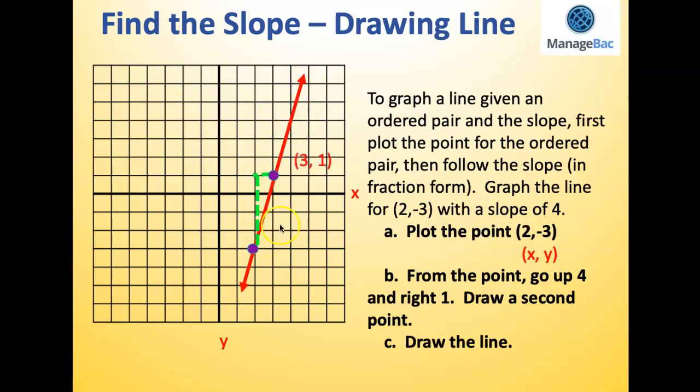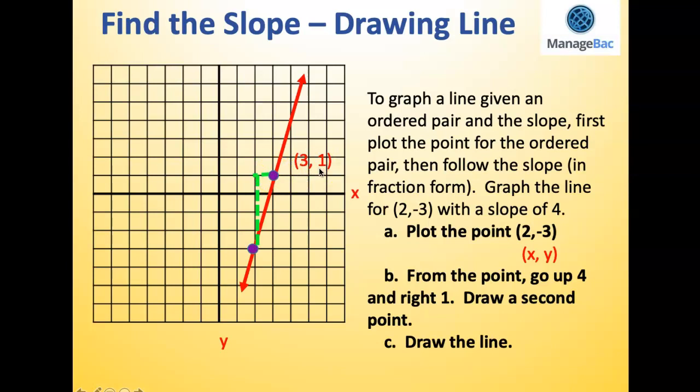Okay, so the other point is 3, 1. How do I know it's 3, 1? So from the x-axis, I count 1, 2, 3. That's the x. I have here 3. And then this one is going up by 1 point. Then you have 3, 1.